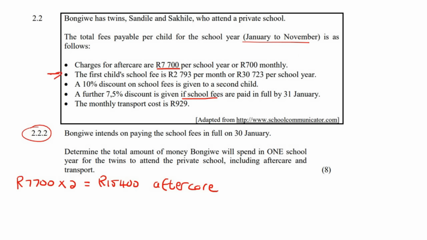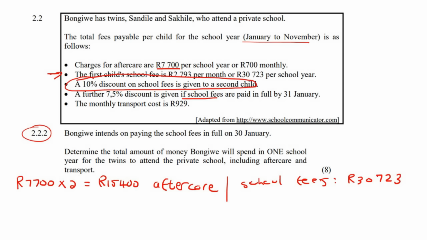Now, the first child's school fee is going to be 30,000. So let's go do school fees now. School fees. So the first child is going to be 30,000 Rand for the year. So let's just go 30,000 Rand. You could also do per month if you wanted to, but then you would just say 2,793 times 11. I'm just going to do the per year. Okay, now that's for the first child. And then a 10% discount is given on the second child. Okay, so that's going to be for the first child. Now let's see for the second child.